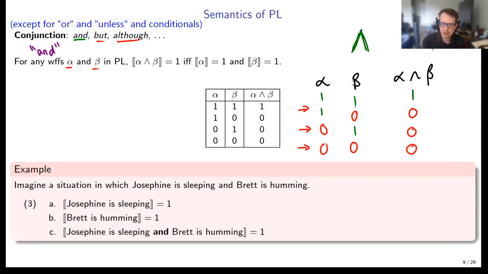So in our situation down there, Josephine is sleeping and Brett is humming. So we have our sentences here. Josephine is sleeping. Yeah, that's true. Brett is humming. That's true. So because both of those individually are true, we can say Josephine is sleeping and Brett is humming. Therefore, that's also true. And that's because we have 1 and 1. But if just one of those were false, then the conjunction would be false.